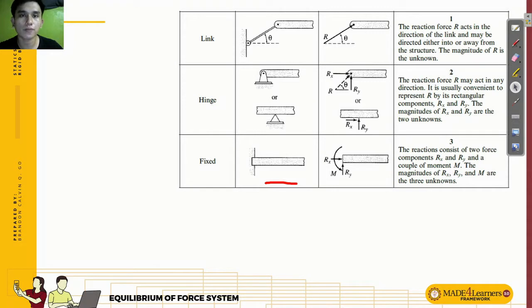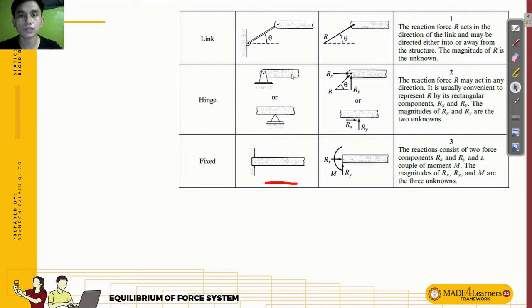Okay, so next we have the link. The link is like a cable, and this is its symbol. Possible directions for a link are towards or away from the body. If it is a cable, it can usually only support tension, so it acts away from the body. If it is a rigid support like a bar, it can resist compression, towards the body. If it is formed at an angle, the reaction is inclined too. It is one reaction only: link, rocker, and roller each have only one reaction.